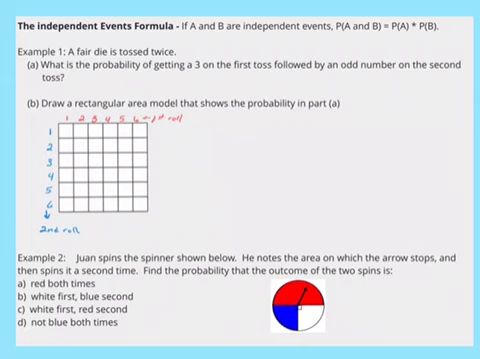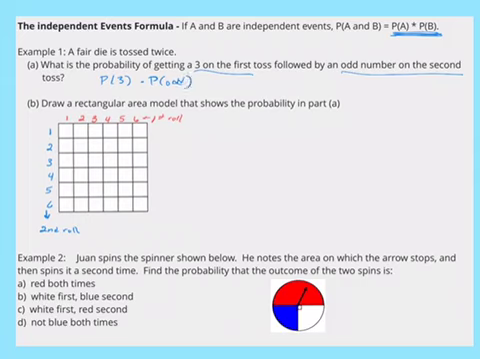What's the probability of getting a 3 on the first toss, followed by an odd number on the second toss? Because we're looking at two separate tosses, the probability of getting a 3 on the first toss has no effect on getting an odd on my second toss. So because these events are independent, I'm going to use the formula up here. The probability of getting a 3 on the first toss and an odd on the second toss is going to be the probability of 3 times the probability of an odd.